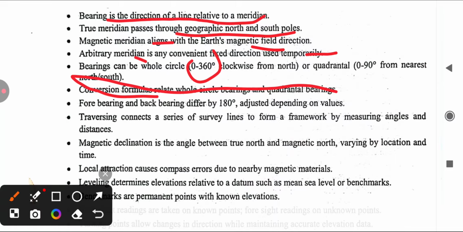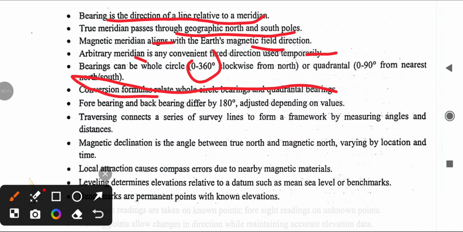Forward bearing and back bearing differ by 180 degrees, adjusted depending on values. Traversing connects a series of survey lines to form a framework by measuring angles and distances.